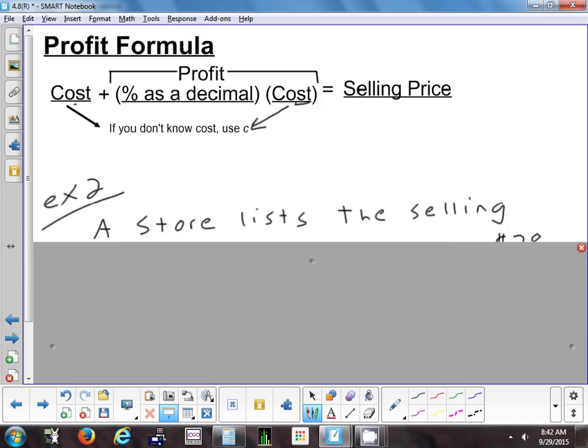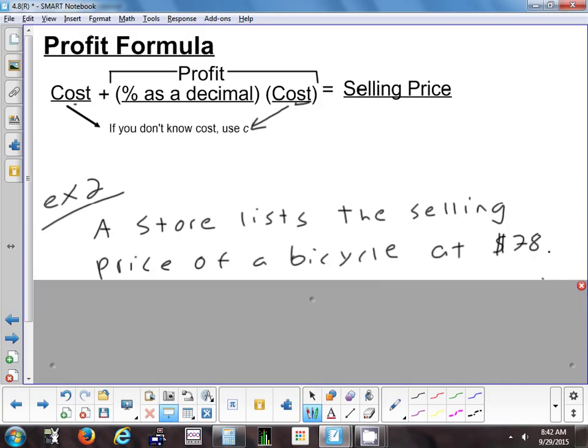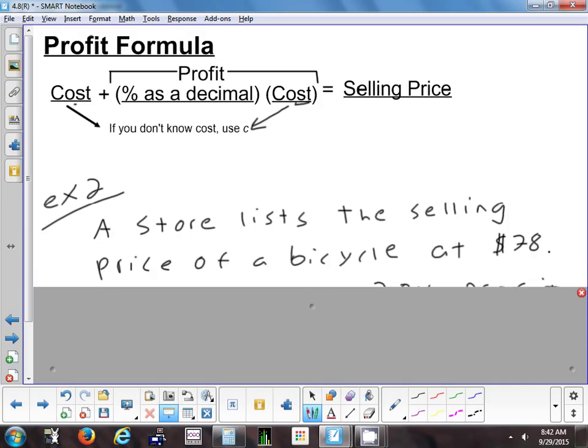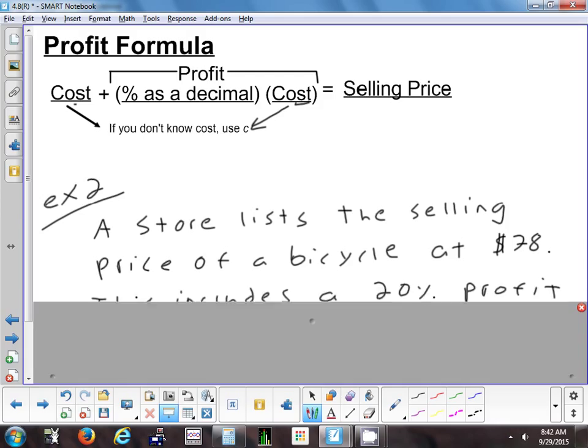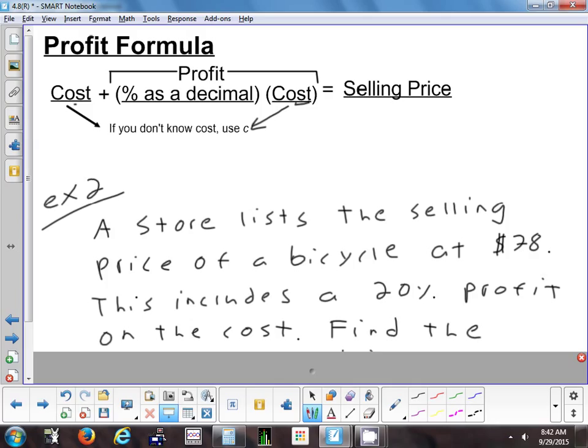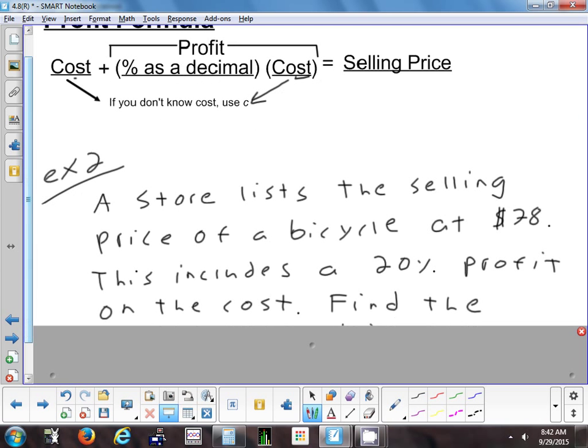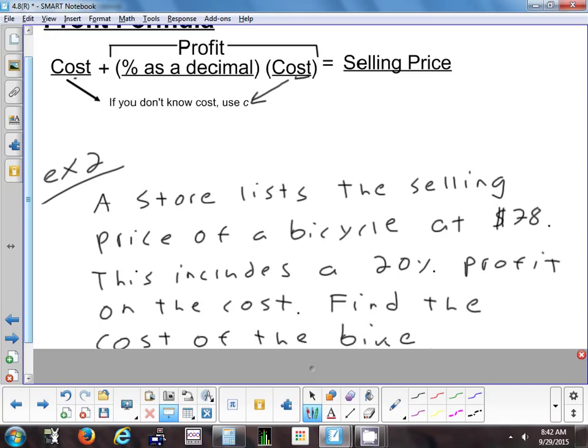Okay, do you guys already have example 2 written down? The selling price of a bicycle? You guys got it? Okay, good. All right, so just kind of read along with me. It says a store lists the selling price of a bicycle at $78. Okay, so in other words, this is the price you would pay if you walked in the store. That's what the store sells it for. But this price includes a 20% profit on the cost.